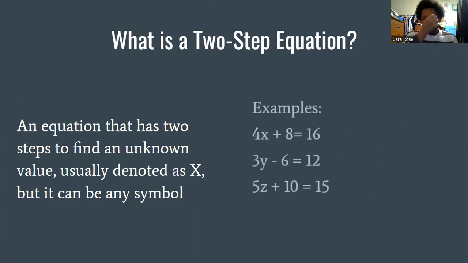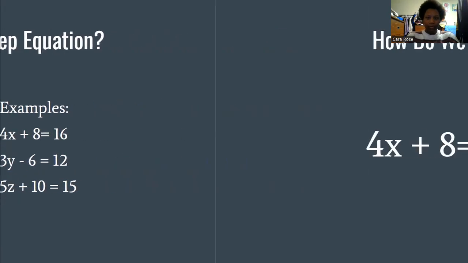A few examples of this would be 4x plus 8 equals 16, 3y minus 6 equals 12, and 5z plus 10 equals 15. In these equations, what we're trying to do is find that unknown variable. To do this, you would isolate the variable onto one side of the equation and move everything else to the opposite side to figure out what that unknown variable is numerically.